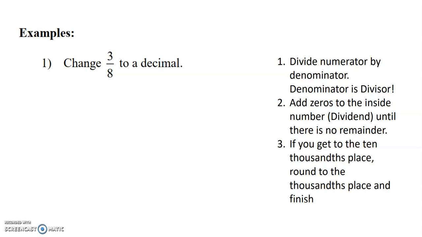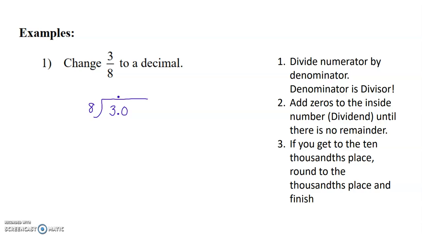Number 1, we're going to change 3/8 to a decimal. So we're going to create our long division. The denominator is our divisor. So that may feel strange because it's the greater number, but always the denominator is what you're dividing by. So we have 3 as our dividend. I'm going to add a 0 and a decimal place to get started. So I'm going to put my decimal up in the quotient.